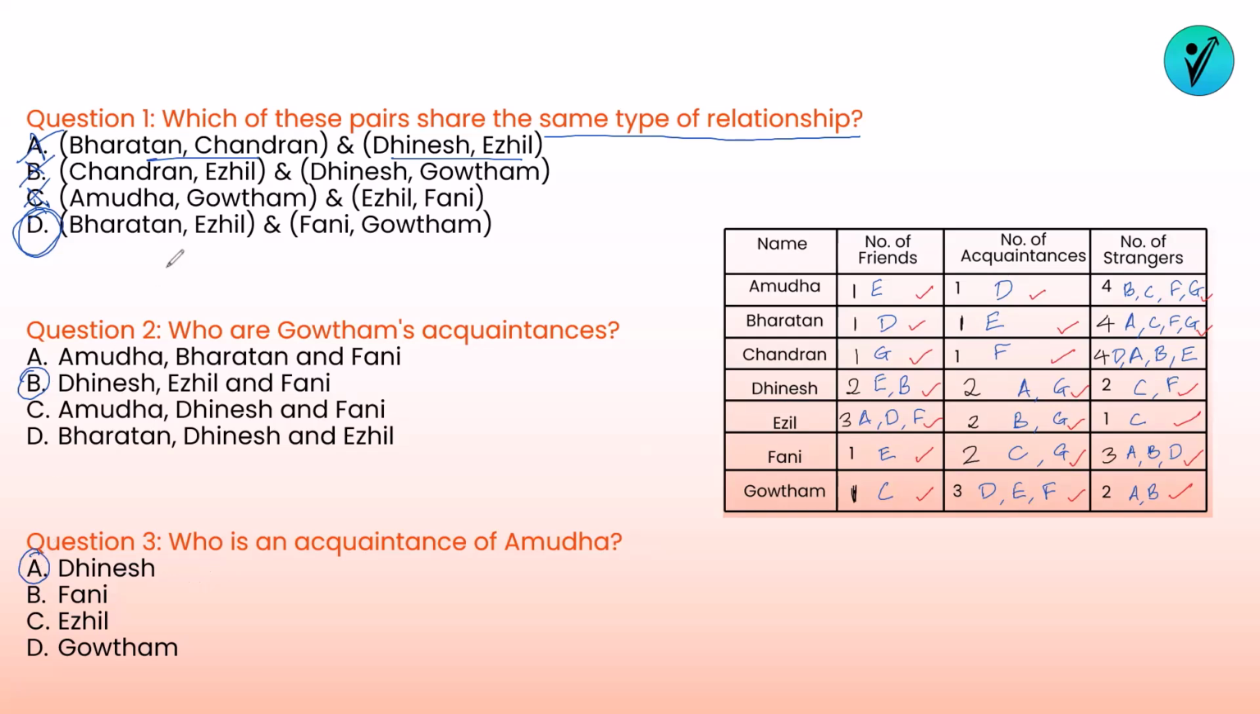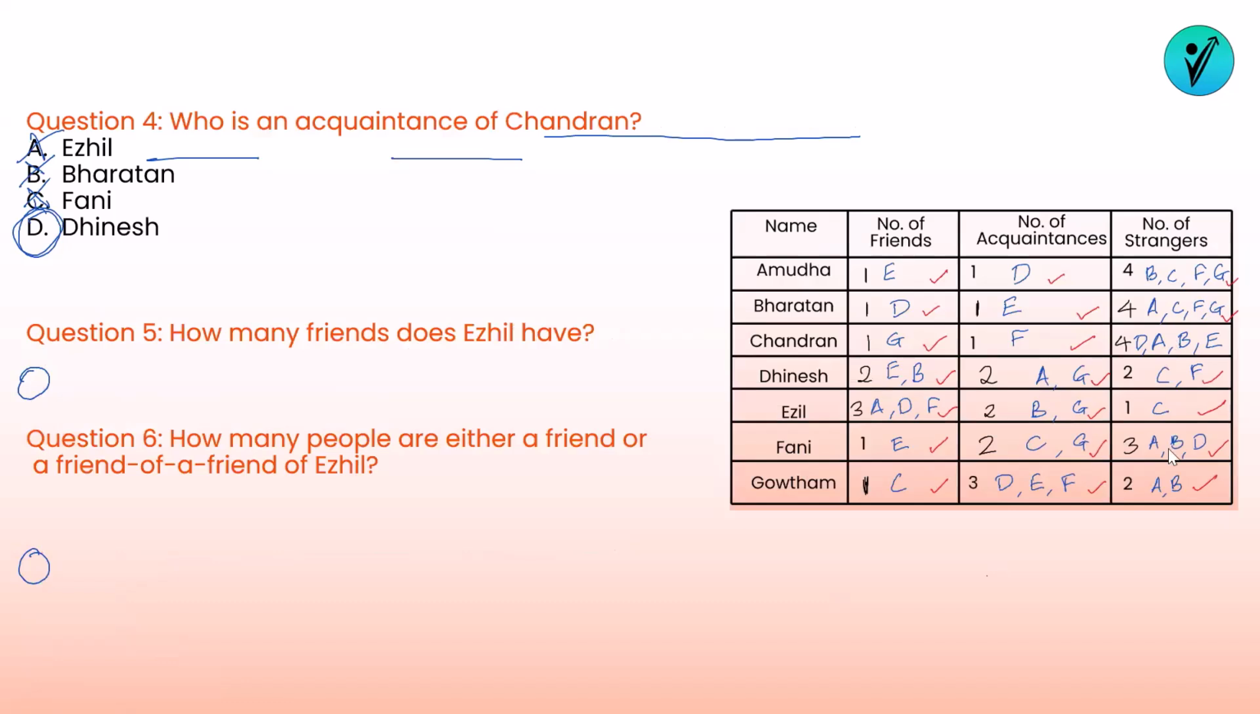These are short questions that follow the diagram that we just completed drawing. Let's take a look at the next few questions. Question number 4. Who is an acquaintance of C? Acquaintance of C is F. So F is the answer.